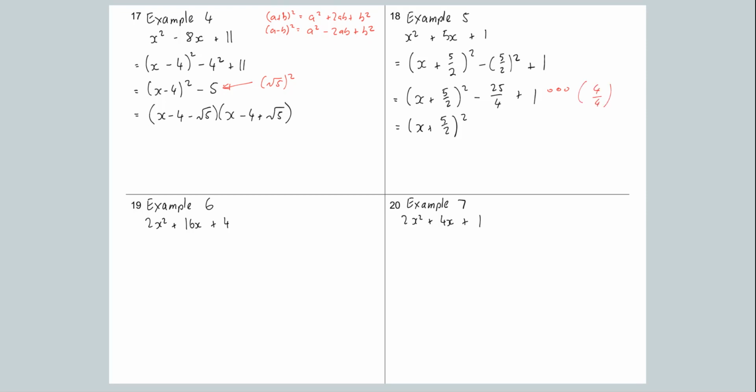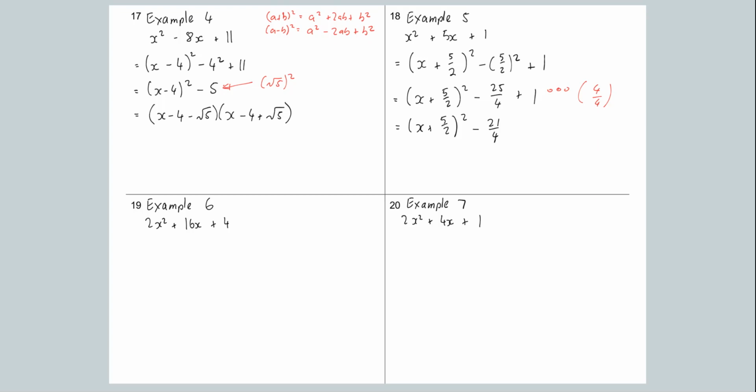So we've got minus 25 over 4, and we're adding 4 over 4. So minus 25 plus 4 is minus 21. So we end up with minus 21 over 4, which if we wanted to, we could then fully factorize from there, but I'm not going to, for the sake of having a shorter video.